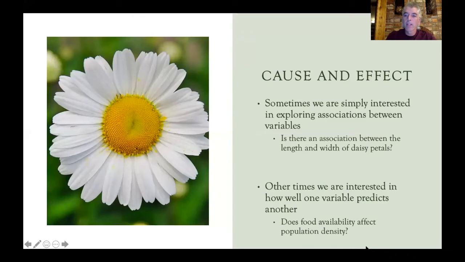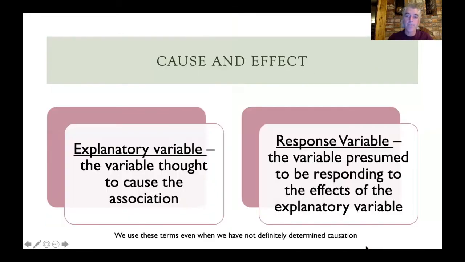Sometimes when we perform a scientific study, we're simply interested in exploring associations between two variables. So for example, we might be interested in how the length of petals on a daisy are associated with the width of those petals. But in other circumstances, we're interested in how well one variable predicts another, or we'd like to infer some sort of cause and effect relationship. So for example, does food availability affect population density?